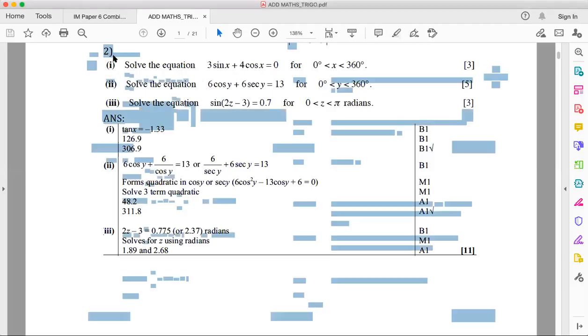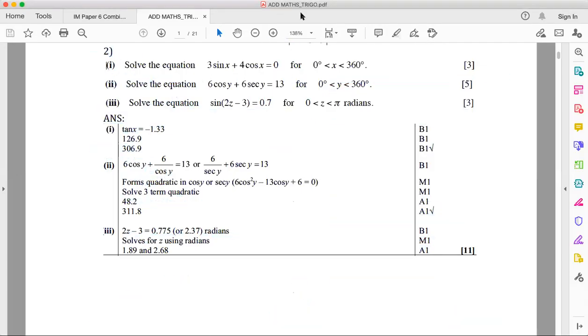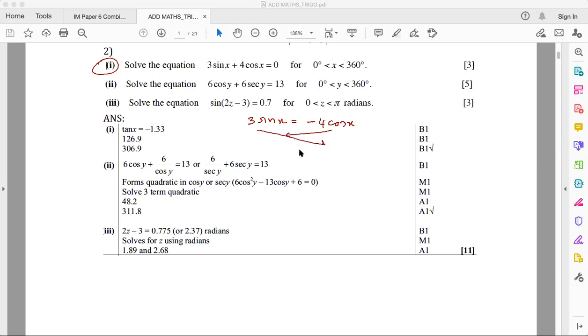While doing this question 2a, we have to be a little bit extra careful because there are some things that come out which are a surprise. So let's say 3 sine x equals negative 4 cos x. Now obviously divide by cos x here and 3 here. So it is sine x over cos x equals negative 4 over 3.